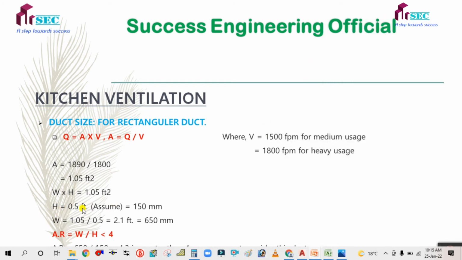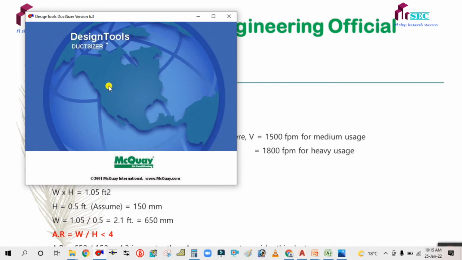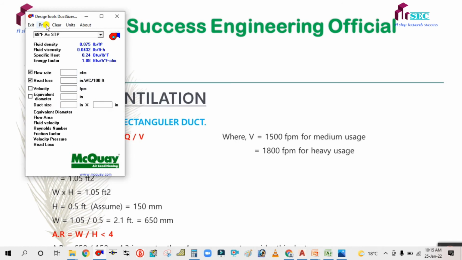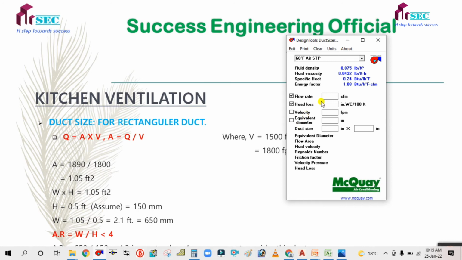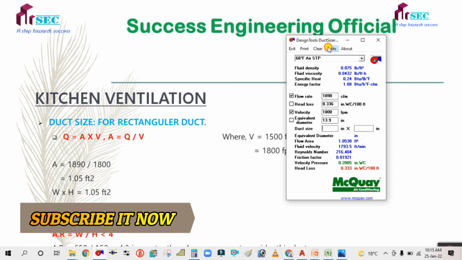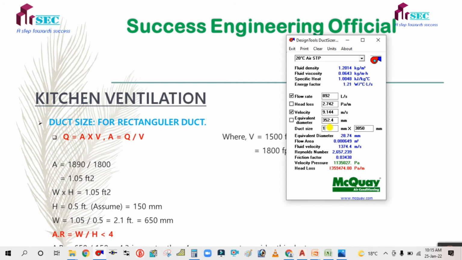Okay, so we assume the height and we get the width, or you can calculate the duct size from the duct sizer also. Let me open this, I will show you here. Okay, so what is the flow rate? Flow rate is 1890. Okay, and velocity, so check here flow rate and velocity. So velocity is 1800. Then simply change the unit from here. Okay, now this is the duct size in mm. So the height we assume 150, then we are getting 825.